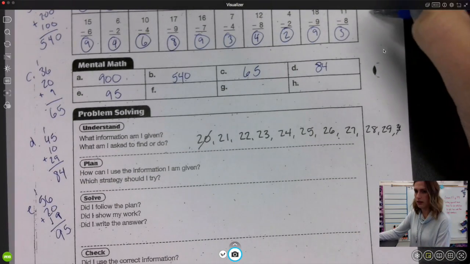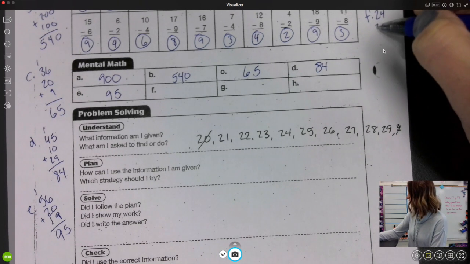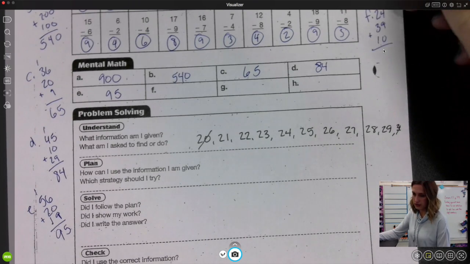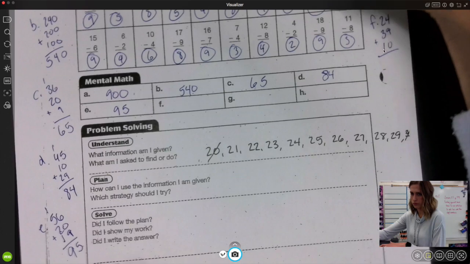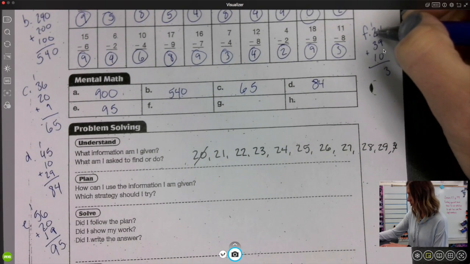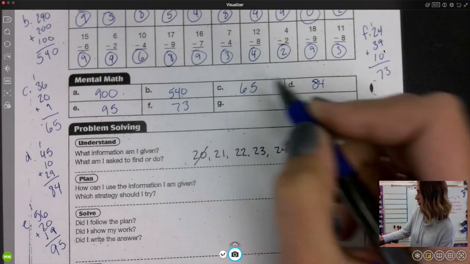F. I'm going to come over here to this side. F says 24 plus 39 plus 10. 4 plus 9 is 13. 1 goes up, 3 comes down. 1 plus 2 is 3, plus 3 is 6, plus 1 more is 7, so you get 73.